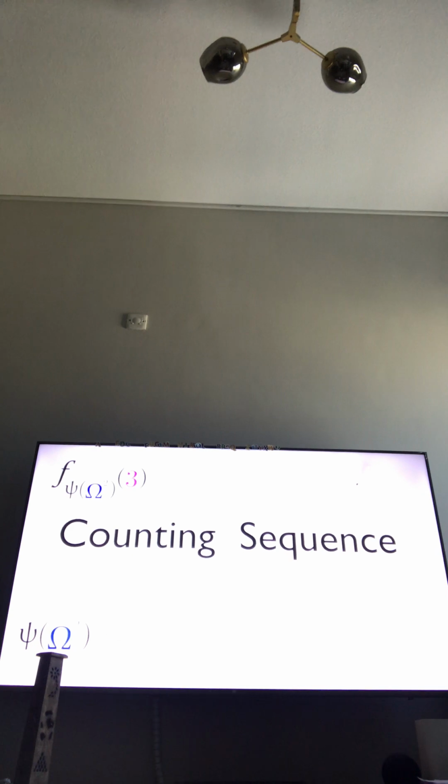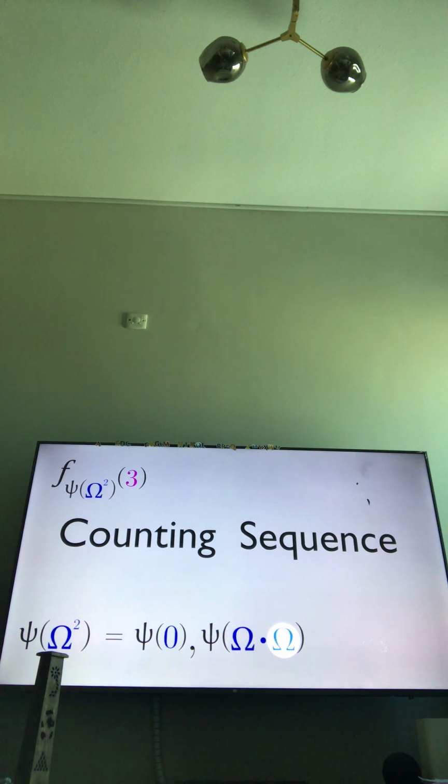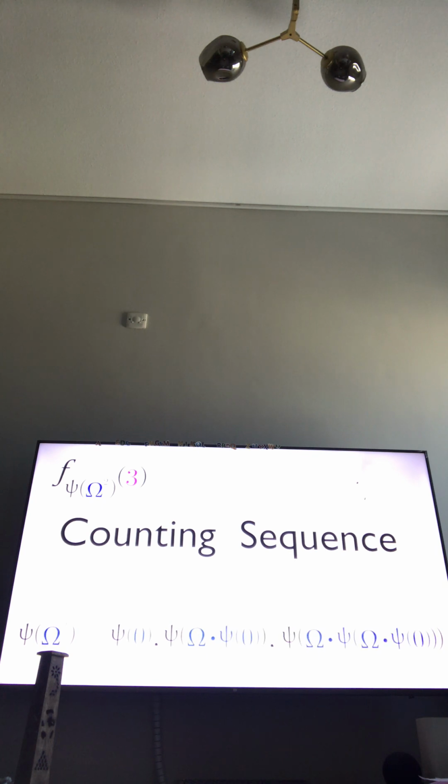Now let's have psi omega squared. Now let's determine the counting sequence of psi omega squared. The first element is psi 0. Now the second element is psi omega squared. Now let's do some simplification here. We know that omega squared is the same as omega times omega. Now this omega right here, you replace it with the previous element of the counting sequence. Now the third element, which is psi omega times omega, now omega is replaced by the previous element.